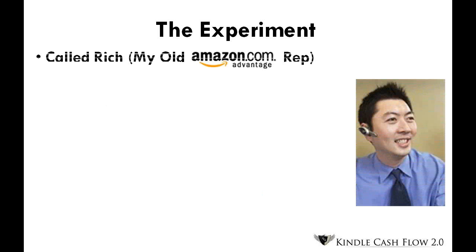It wasn't until I had to rethink things, and I called my old Amazon Advantage rep, Rich, and you see Rich here in the picture, and I pretty much said, Rich, I don't get it. I've had a ton of success publishing with you guys via the Advantage program, but I'm not seeing anywhere near that success publishing Kindle books. What's going on? At this point, Rich wasn't working with Amazon anymore. I think he had moved over to Microsoft.